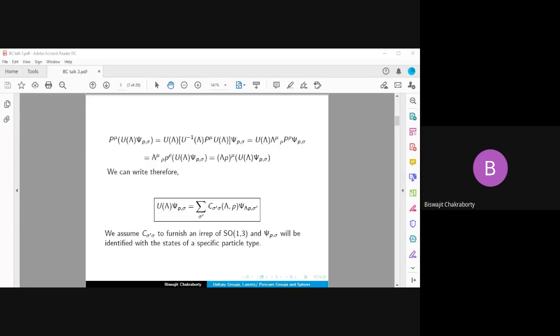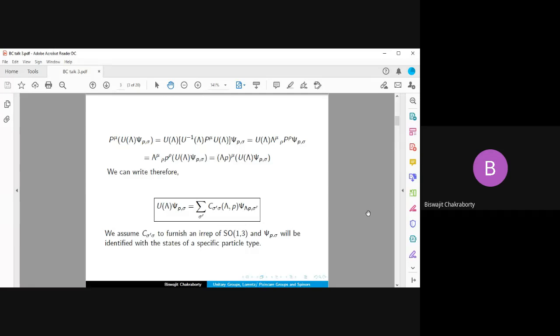So you write a general combination of this object, psi lambda p sigma prime, and you take a linear combination with coefficient C sigma prime sigma. So you expect that this should furnish a representation of SO(1,3), and psi p sigma will be identified as the states of specific particle states.